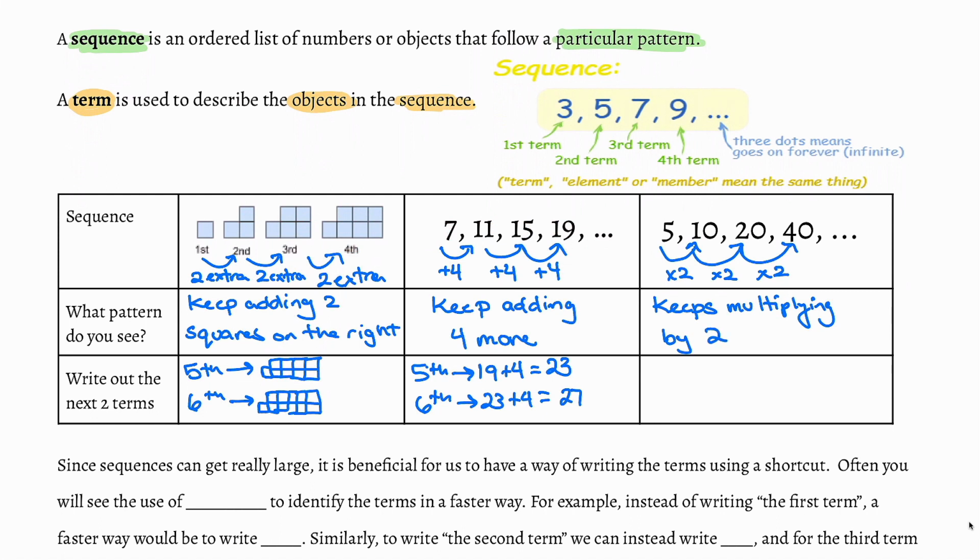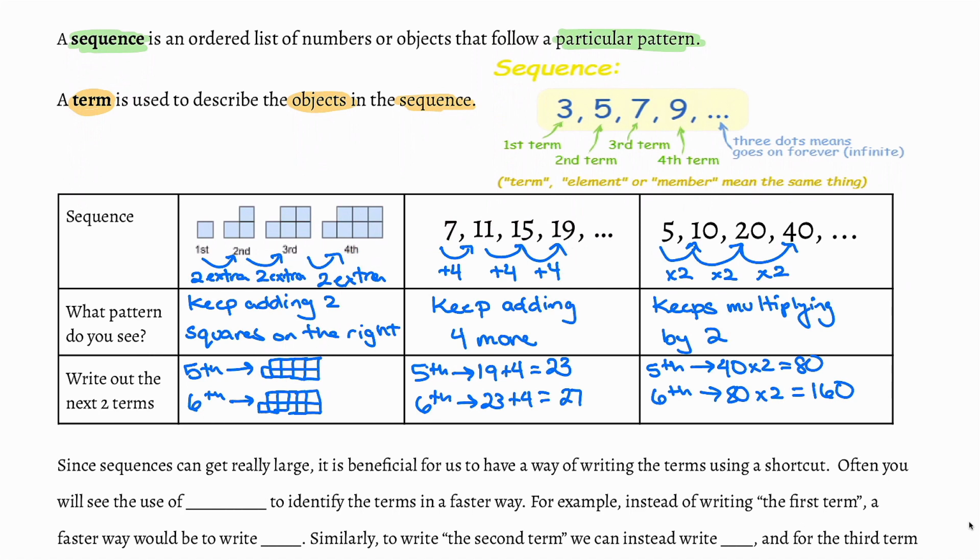And how do I get the fifth term? Well, the fifth term is going to take the one before it, which was the 40. It's going to multiply it by 2, and it should be 80. To get the sixth term, I'm going to take the one before it, which was the 80. I'm going to multiply it by 2, and it's going to give me 160.